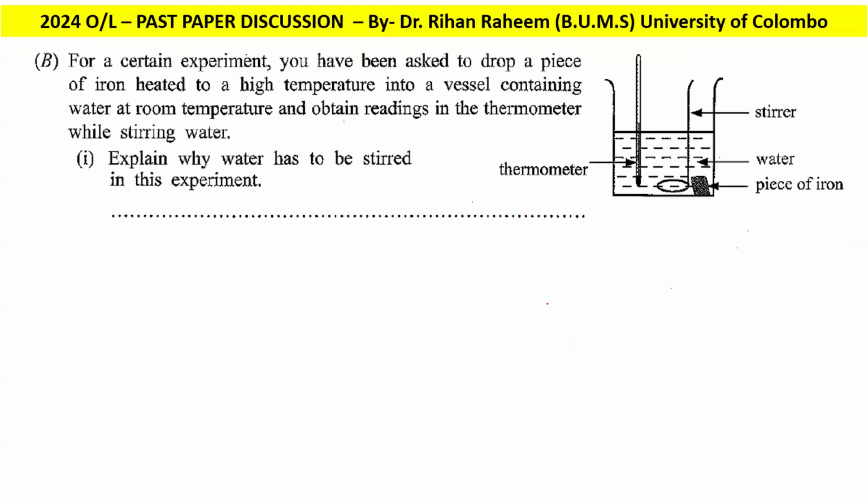For a certain experiment, you have been asked to drop a piece of iron heated to a high temperature into a vessel containing water at room temperature and obtain readings in the thermometer while stirring water. Explain why water has to be stirred in this experiment.